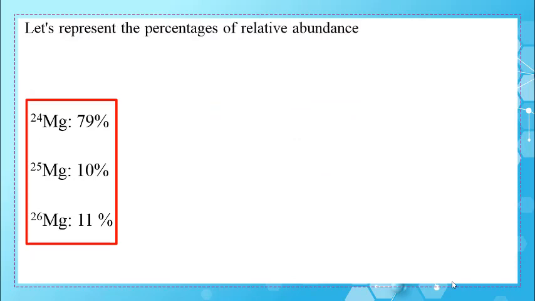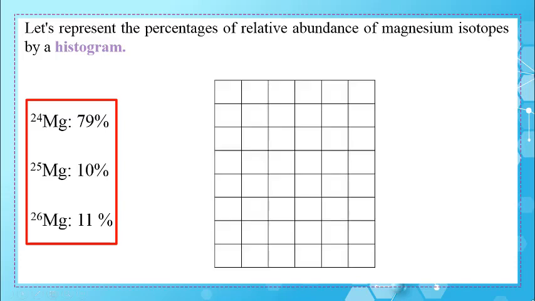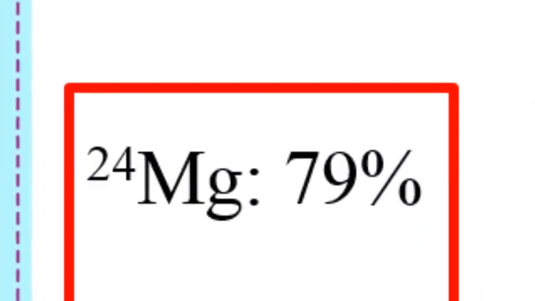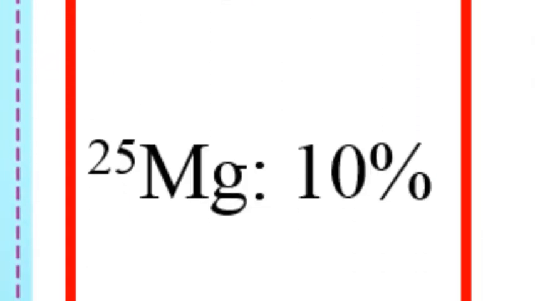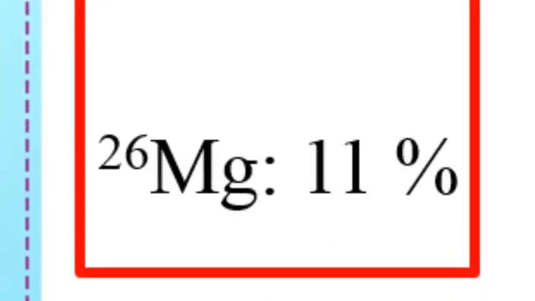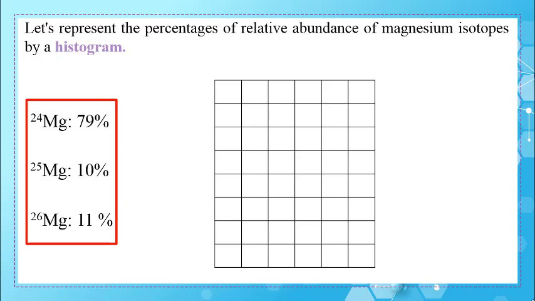Now let's represent the percentages of relative abundance of magnesium isotopes by a histogram. We all remember from grade 7, the histogram is also called a bar graph. Before drawing the histogram, please open your worksheets on page 10, application number 1. In nature, Mg-24 has a relative abundance of 79%, Mg-25 of 10%, and Mg-26 of 11%. First of all, let's draw the x-axis and the y-axis of the histogram.